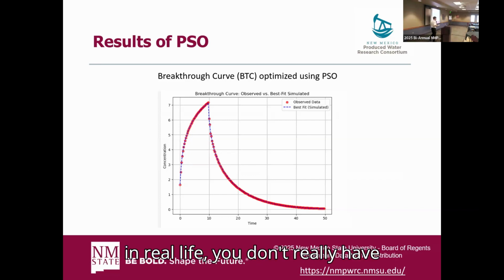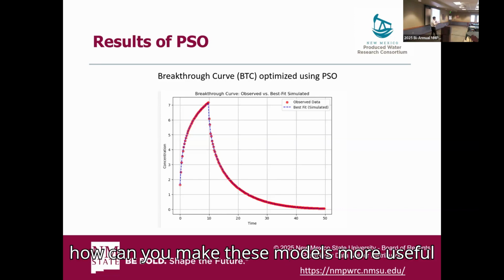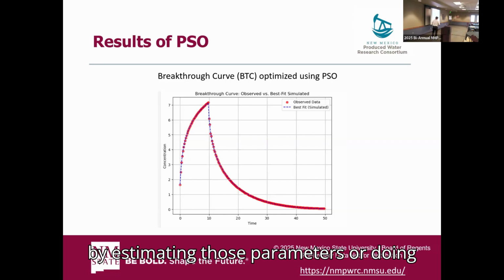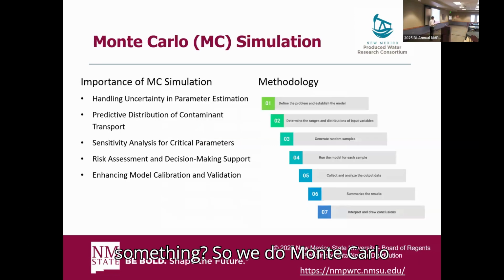But in real life, you don't really have perfect model, right? Because all models are wrong, right? And the only question is, how can you make these models more useful? By estimating those parameters or doing something. So we do Monte Carlo simulation here.